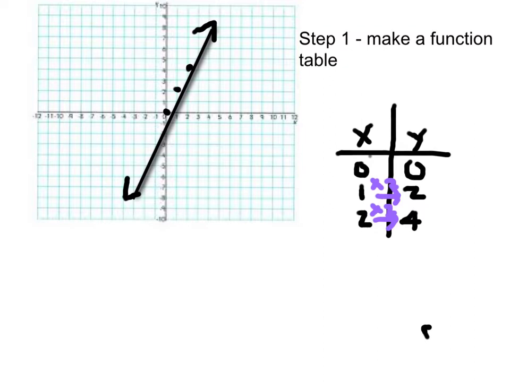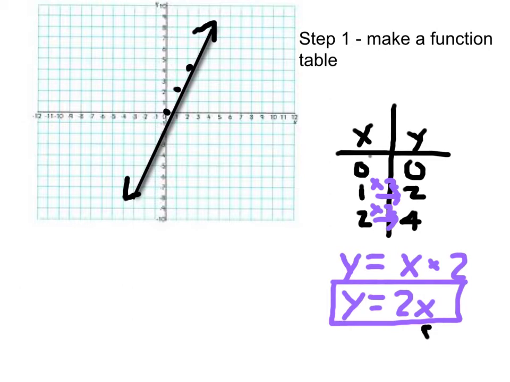That actually does hold true for each of those other points as well. So what we're doing is we're multiplying x by 2, so y equals x times 2. Or you can rewrite it as y equals 2x. And y equals 2x is going to be our equation for this line. This is our equation. This is what holds true. And that's our steps there. So our second step, again, is to find that equation where each of those values in our function table will hold true. Let's see another example.